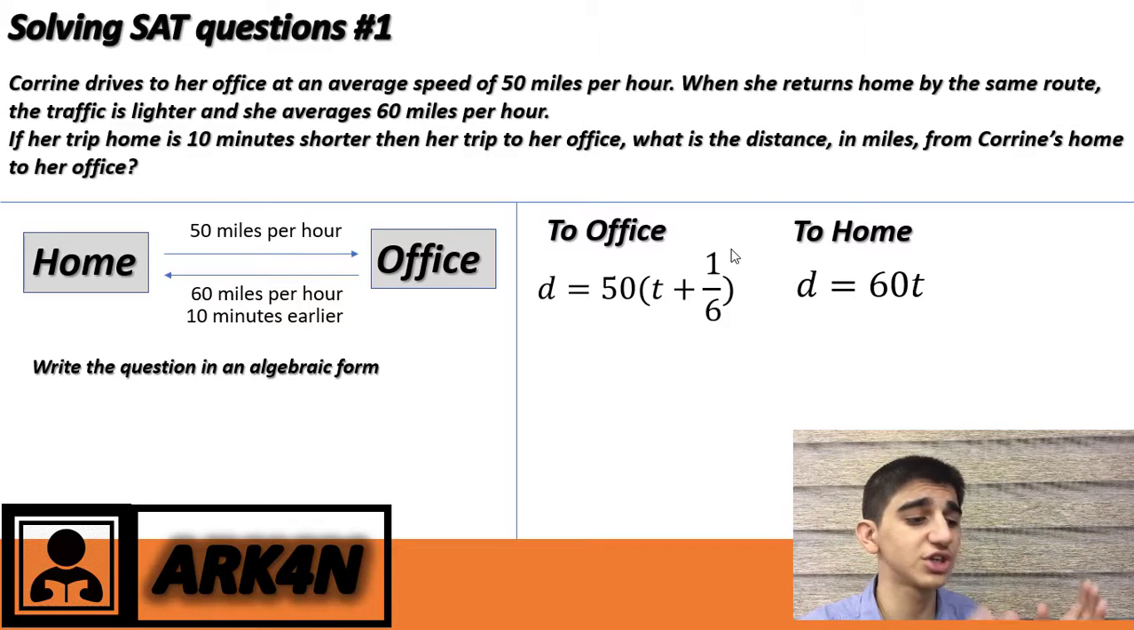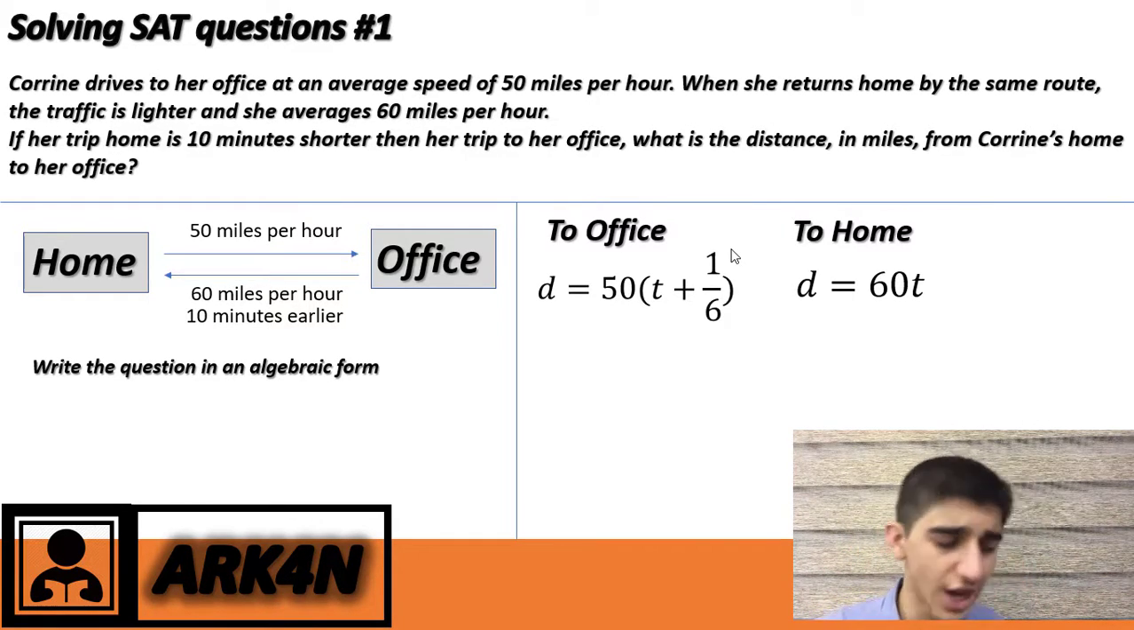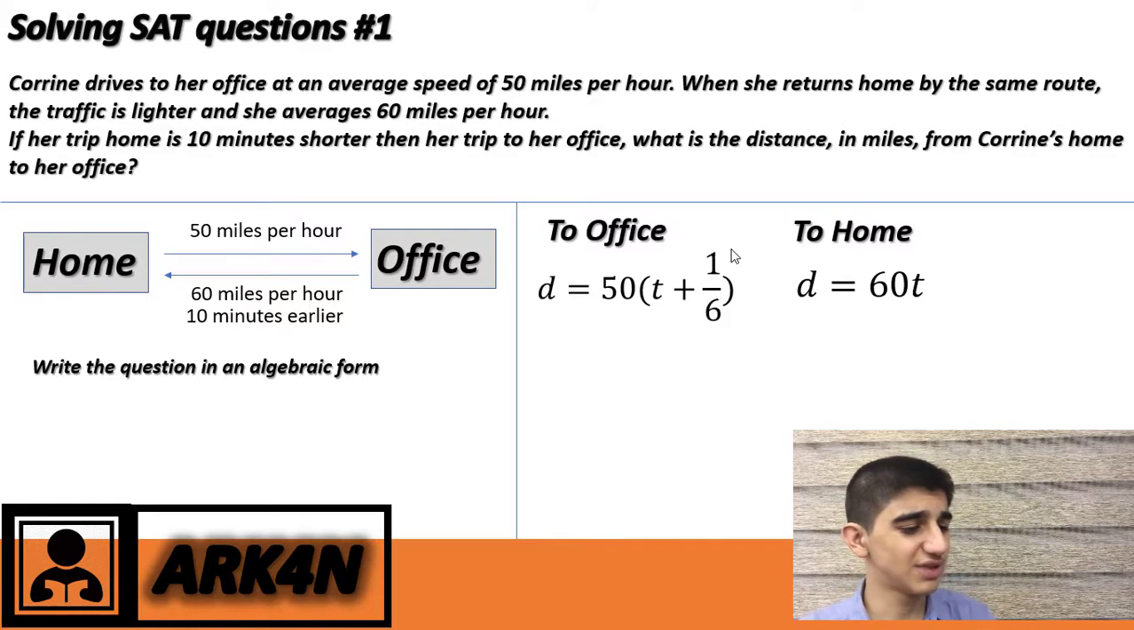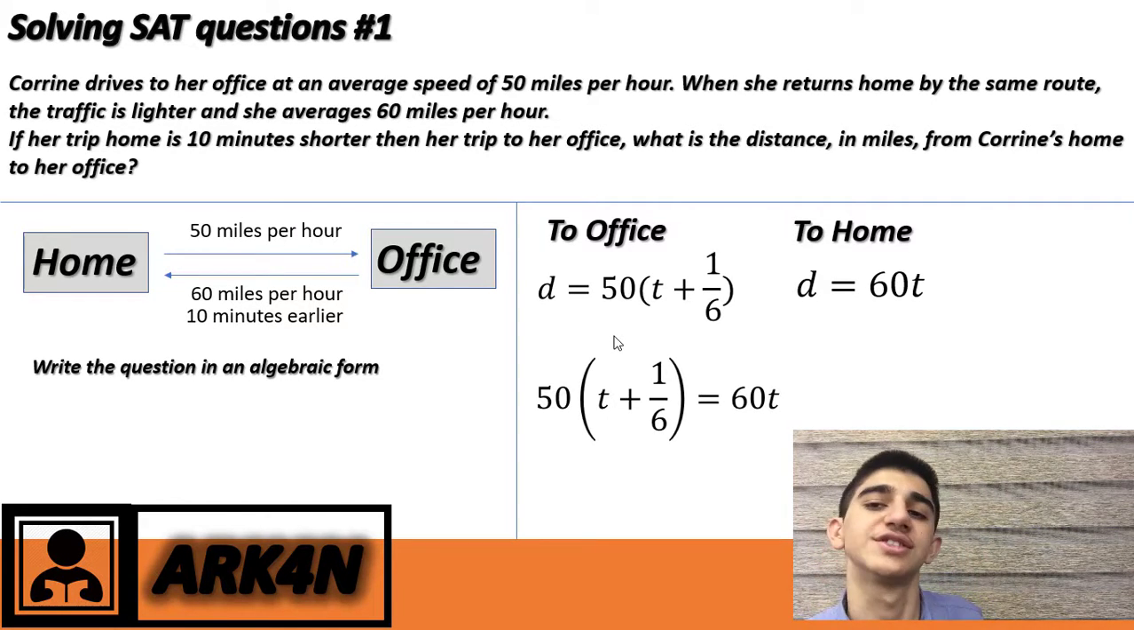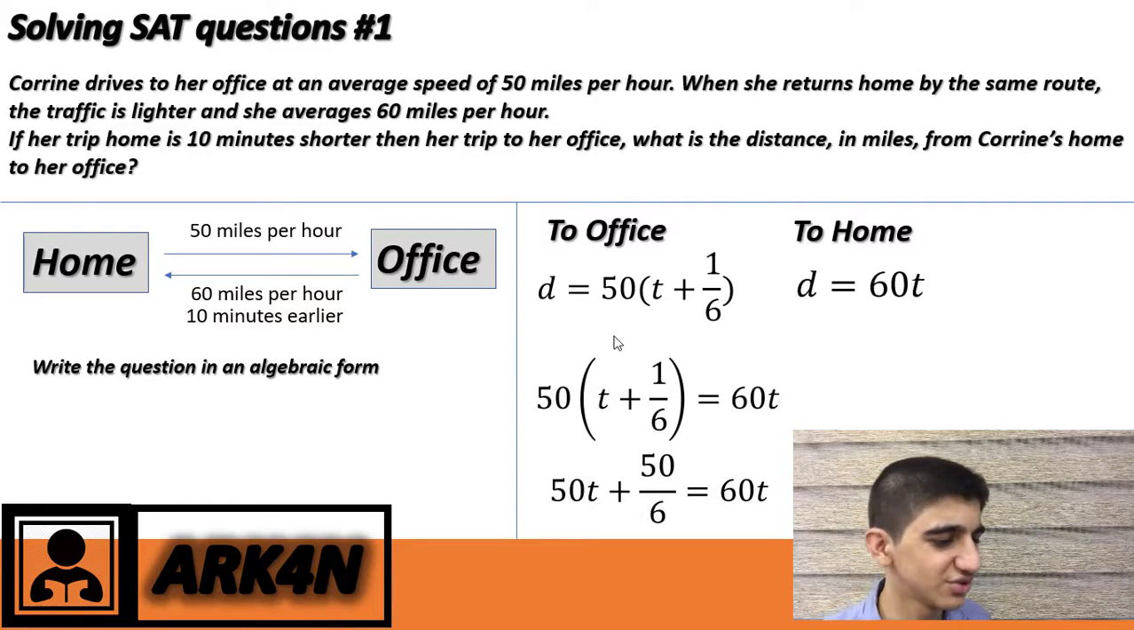The number of unknowns equals the number of equations. Then we can solve for both of the unknowns. Now the easiest way here is substitution. We have d equals 60t, so we can substitute this d for 60t. We get 50 times t plus 1/6 equals 60t. Using some little algebra, we can find it. So let's use this algebra.